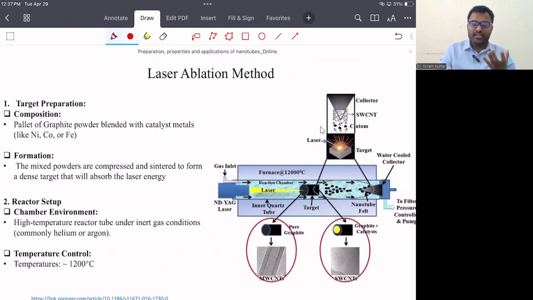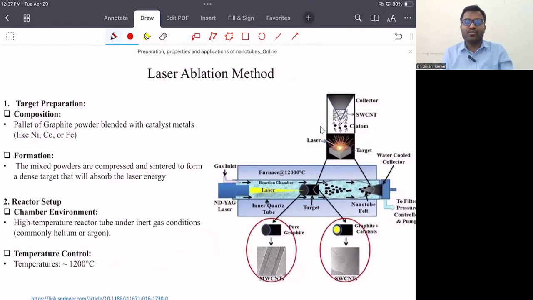As I already explained, the different physical methods of nanomaterial synthesis. In the laser ablation method, you have a target material, and you need to put a very high power laser on that target material. Because of that high power laser, vaporization happens from the target material, and there is formation of plasma, and it gets deposited on the collector, on the wall of the container, and then we can collect this nanomaterial from that surface.